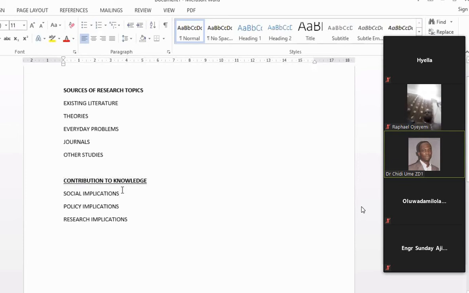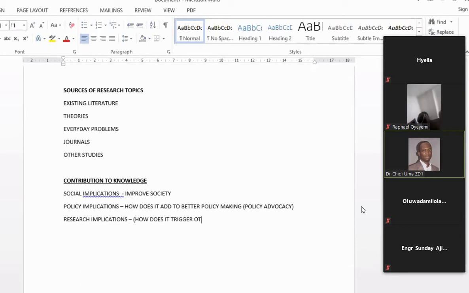Now, this study we are carrying out, what is the social implication? Social implication here means how does it improve society? Then policy implication looks at how it adds to better policy making, in other words, policy advocacy. Then the research implication is how it triggers or creates opportunities for further studies and research. What does it add?